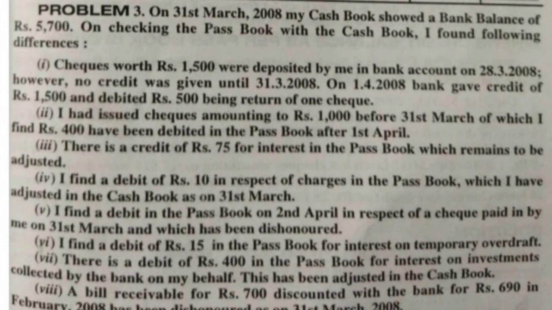bank. If at all he had submitted it to the bank, it would have credited the account of Bunty, means the passbook balance would have increased. But due to the omission by Bunty, the passbook balance is still showing a reduced amount of 70 because the receipt has not been recorded in the passbook. Therefore, the passbook is showing the reduced balance. We need to deduct the amount from the balance as per cash book.